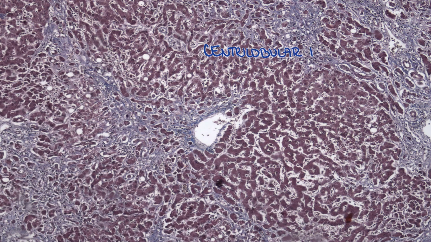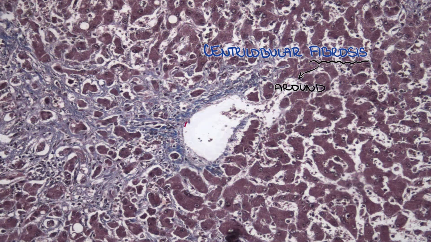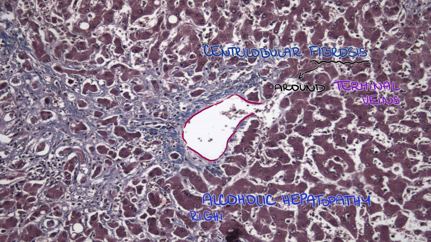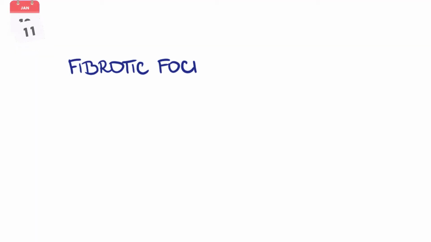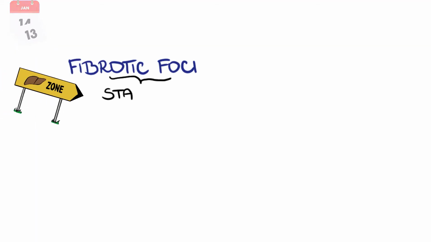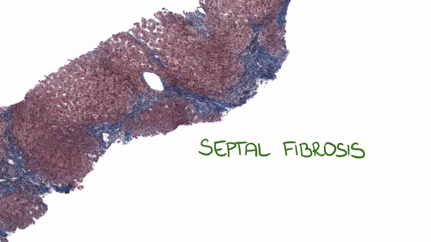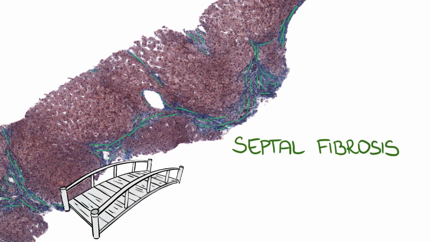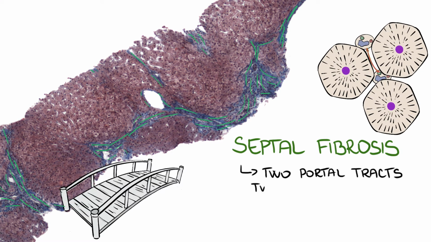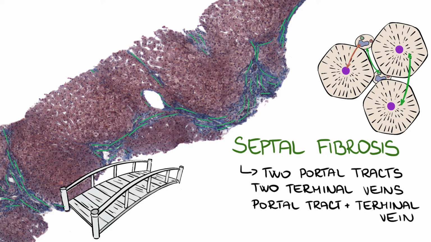Central lobular fibrosis is characterized by fibrosis around terminal veins and is typical for alcoholic hepatopathy or right-sided chronic heart failure. As time passes, the fibrotic foci from individual zones of liver lobules start to merge and create fibrous septa. This stage is called septal fibrosis, which can, analogous to bridging necrosis, merge two portal tracts, two terminal veins, or portal tract and a terminal vein.